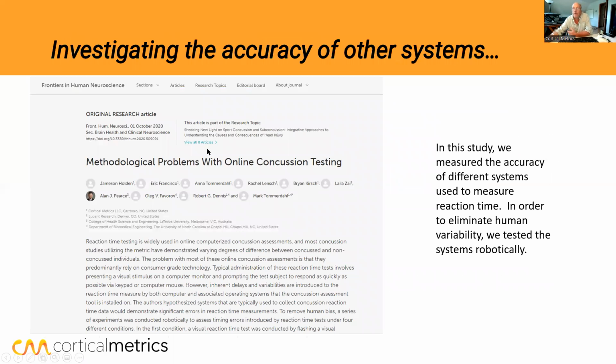So we published a paper. What we did was measure the accuracy of these different systems for measuring reaction time. And in order to eliminate human variability, we tested these systems robotically. In other words, we took out all the human element. Now, we actually saw some people doing this differently. They tested visual and auditory and tactile, and said, oh, visual systems are slower. And actually, they're not. The biological visual system is not slower. If you use accurate methods, you'll find that they're all the same.